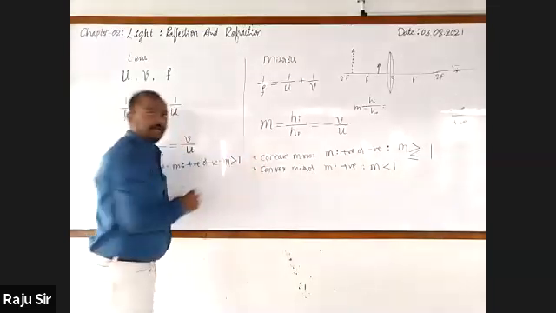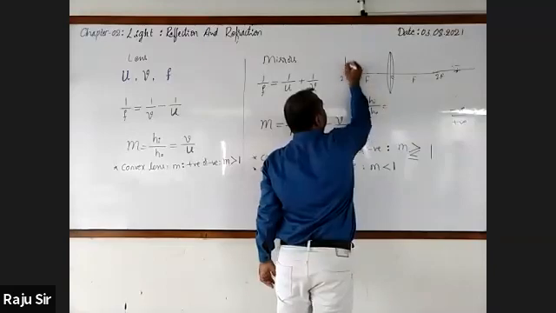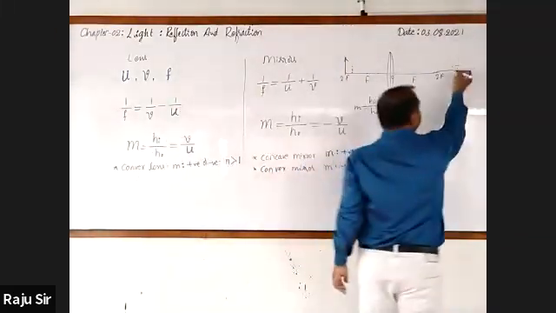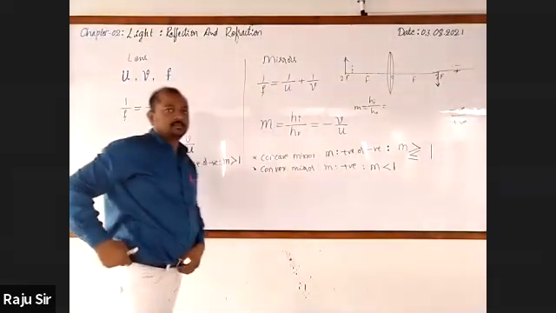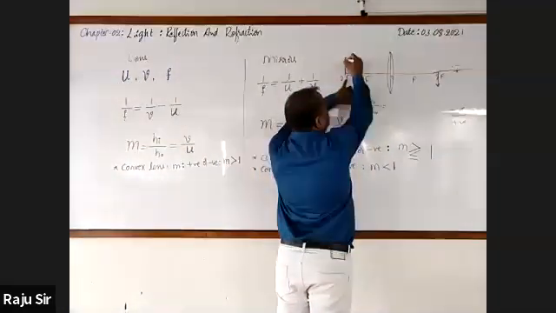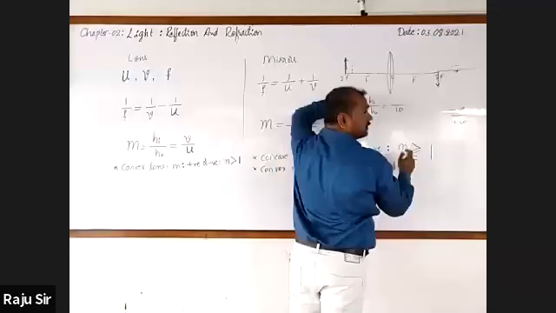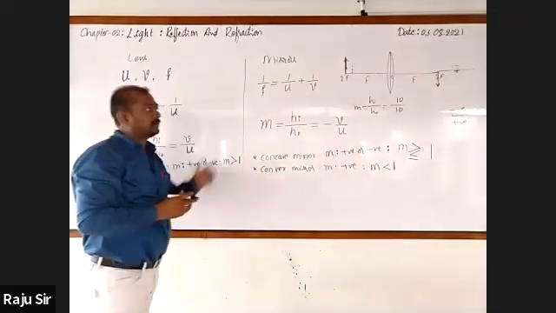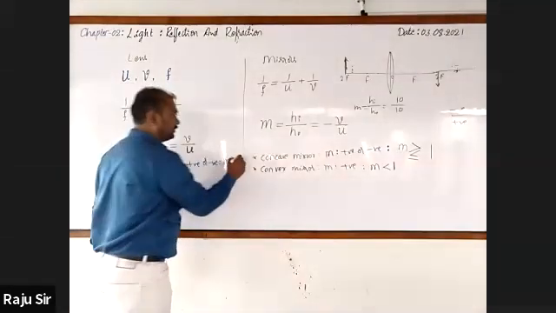Now I am going to place the object at 2F. Where is the image formed? At 2F, on the other side of the lens. Now, the height of the object is 10 centimeter, and the height of the image is also 10 centimeter. Right? Is it greater than 1, equal to 1, or less than 1?